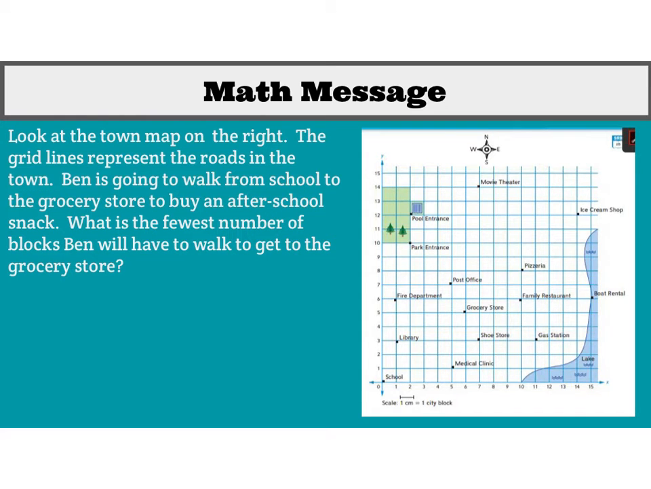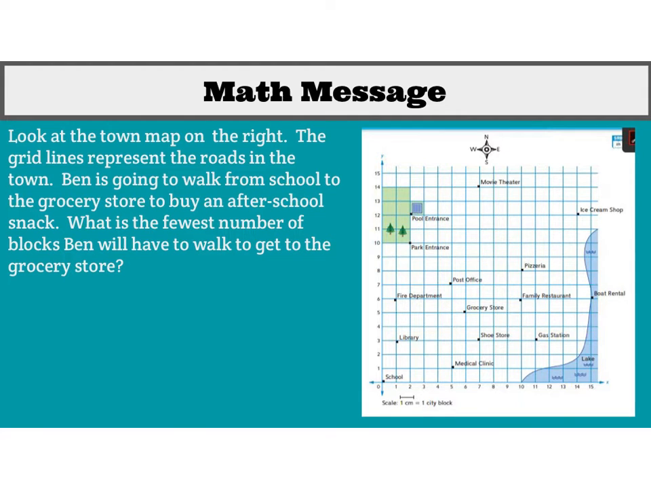So what I'd like for you to do is pause your video and look at that and work it out. Try some different routes and see if you can figure out what is the fewest number of blocks Ben will have to walk to get to the grocery store. So you may have noticed that the school is right down here at the bottom corner where we have our origin for our grid. That's where our two axes meet at the 0 point. And the grocery store is here.